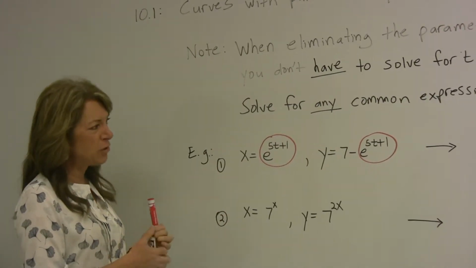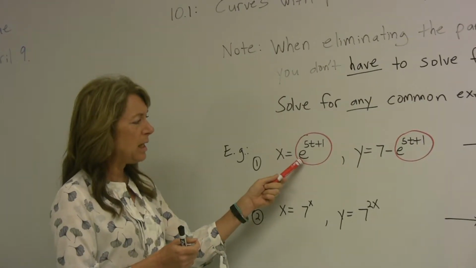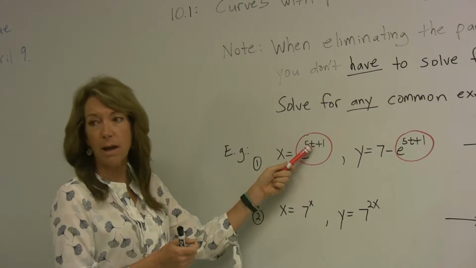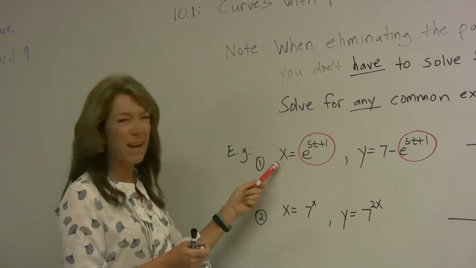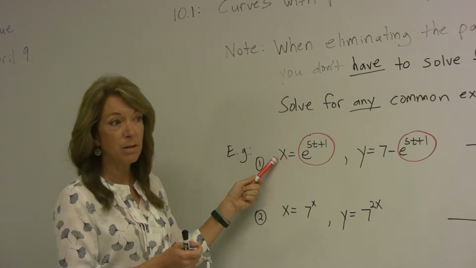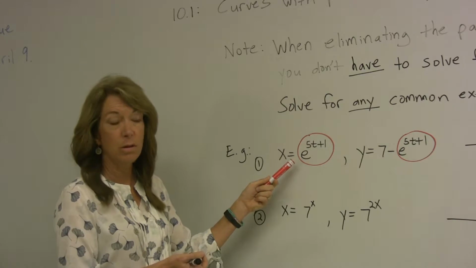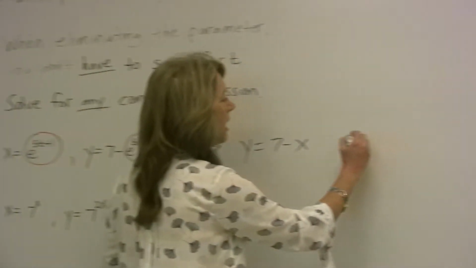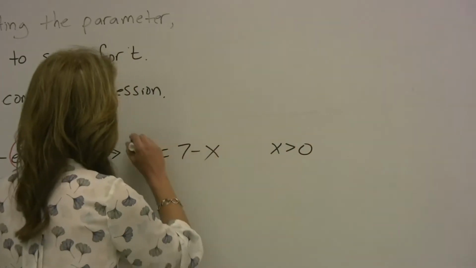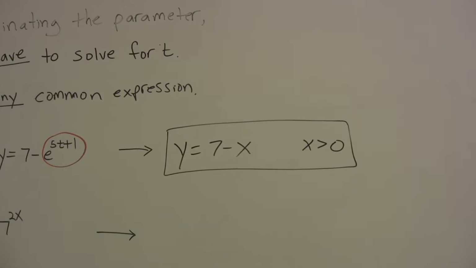Now, there are some restrictions sometimes when you have things like this. E is a positive number. No matter what exponent you raise it to, it'll always be positive. So x will only be a positive number. There's no way you can ever get a negative x out of this. It's impossible. So x will be positive because of this. So we throw that on here. X is going to be greater than 0. Because if I go to graph it, I won't get any negative x's. It's impossible.